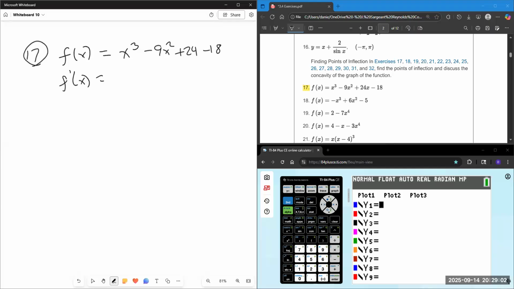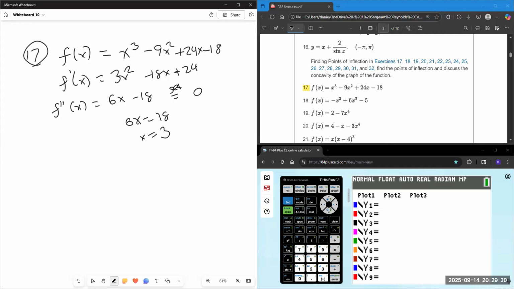So let's go ahead and take the first derivative and take the second derivative. Set it equal to 0. 6x is equal to 18. X is equal to 3. So I'm going to have two things to do here to discuss the concavity. I use my second derivative test to do that.